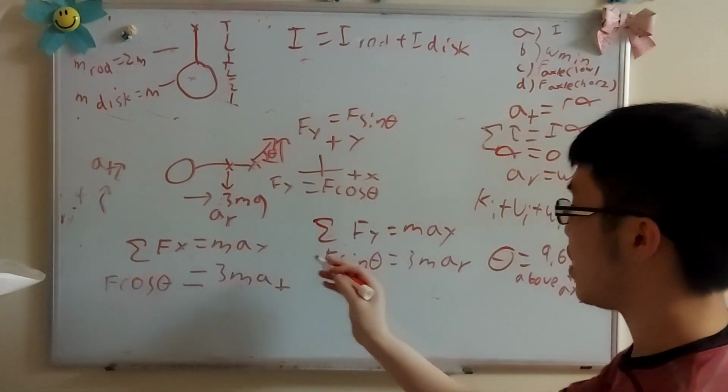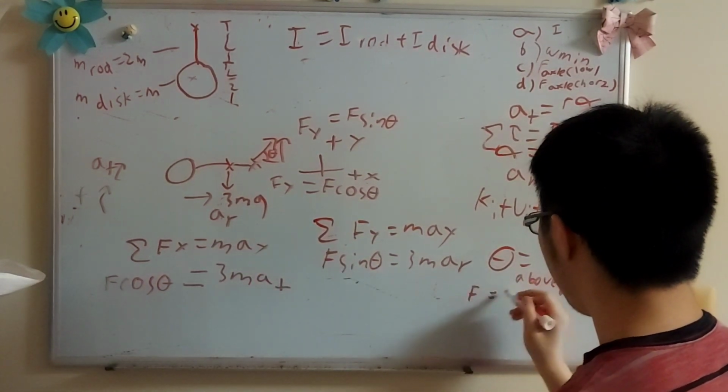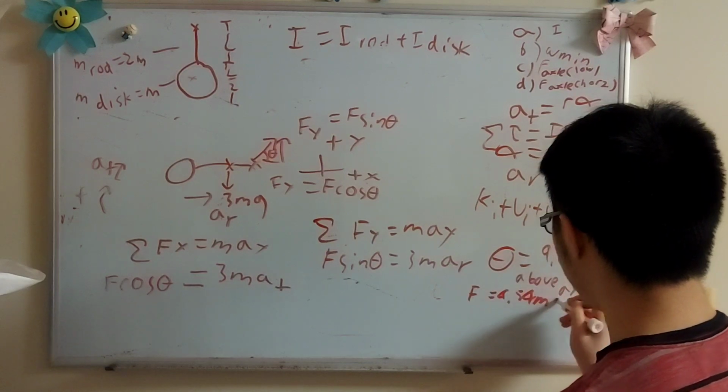Then you plug the angle back in, and then you would solve for F itself, which is just 4.54 mg. That's your answer for D.